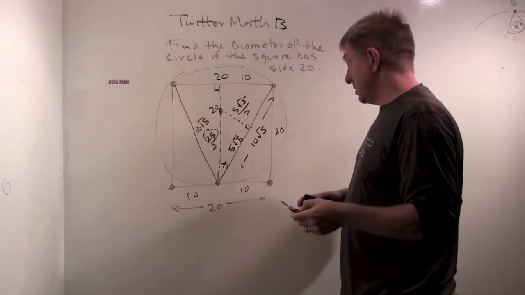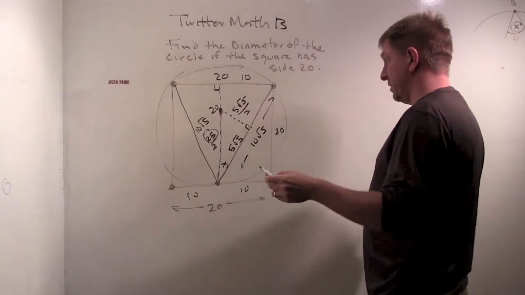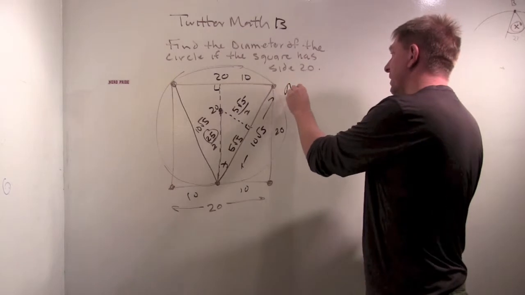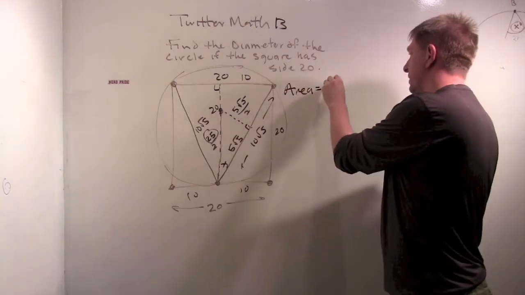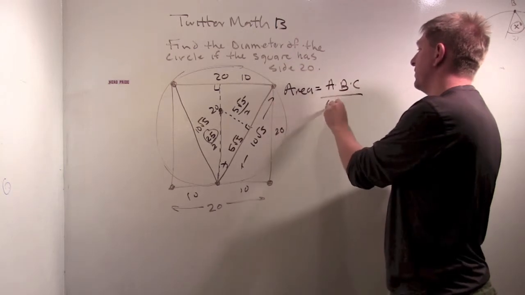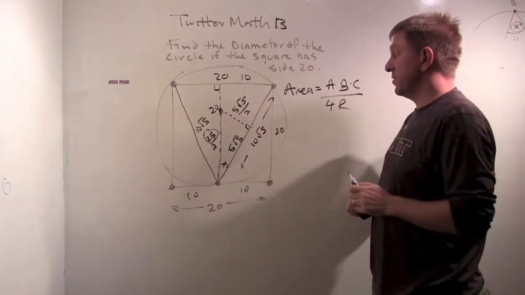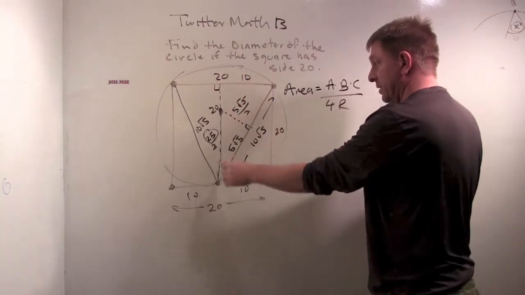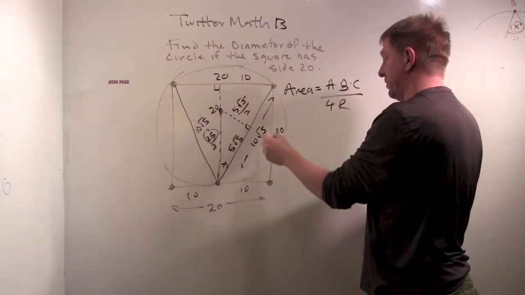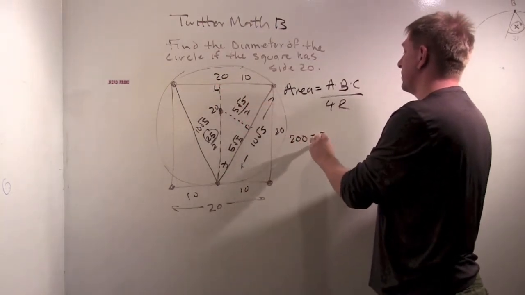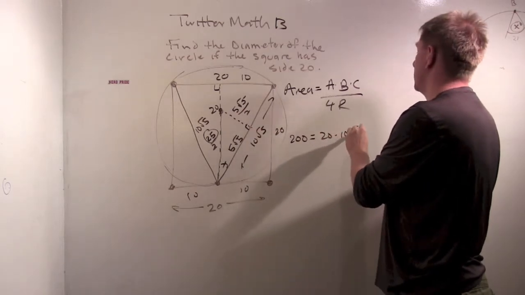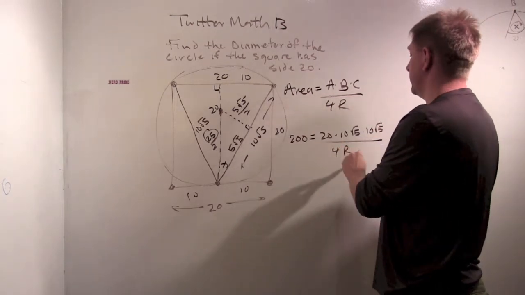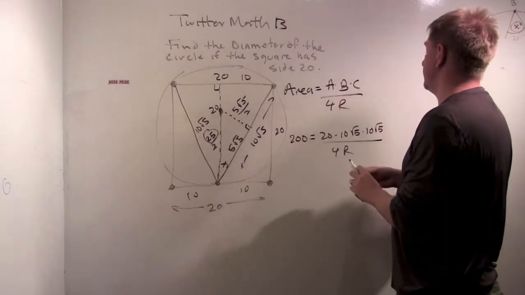A more advanced solution would use one extra idea from the circumscribed circle, saying that the area of any triangle is the product of the sides, ABC, over 4 times the radius of the circumscribed circle. So here I know the sides of the triangle, and I know the area. Base is 20, height's 20, so that's 400 divided by 2, so the area is 200. It equals 20 times 10 root 5 times 10 root 5, all over 4 times the radius that we're looking for. So a bunch of things are going to cancel.